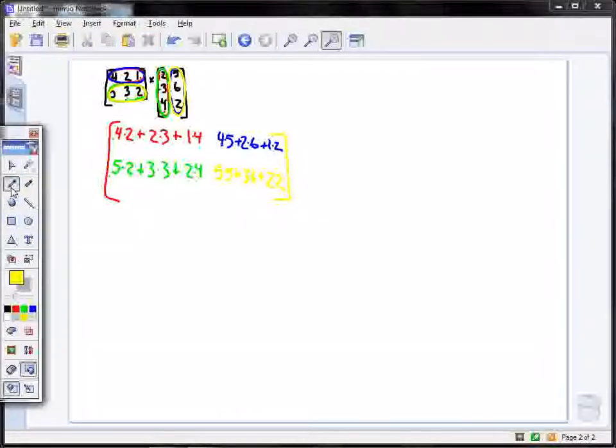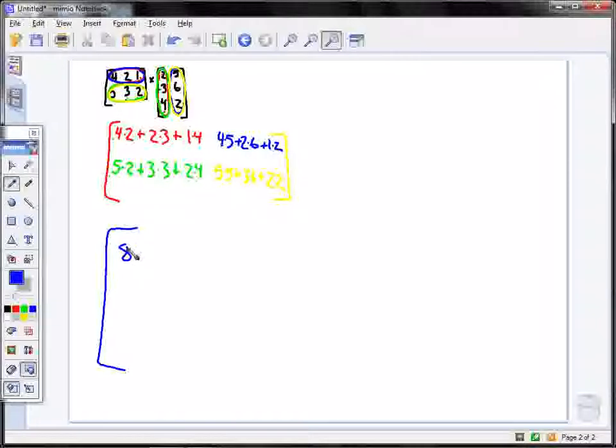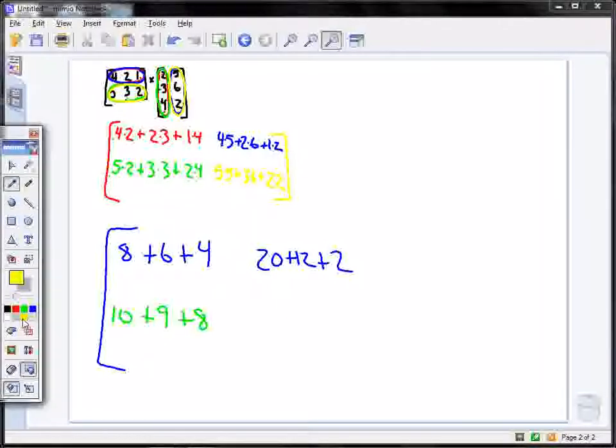Now I'm going to do my arithmetic and do my multiplications and all of my additions. So I will have 8 plus 6 plus 4. I will have 10 plus 9 plus 8. I will have 20 plus 12 plus 2. And I will have 25 plus 18 plus 4.